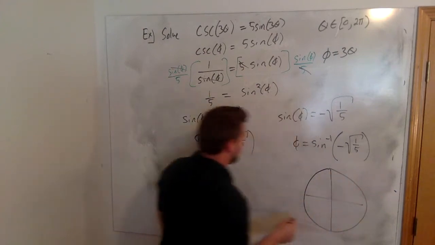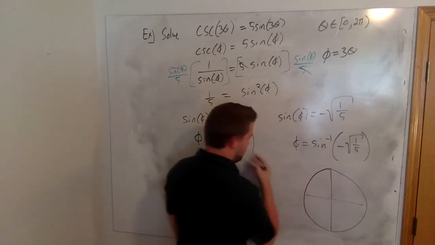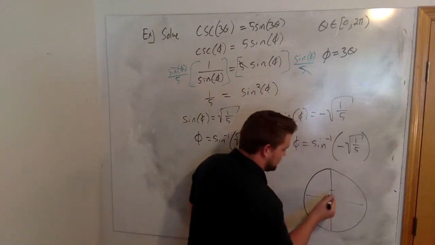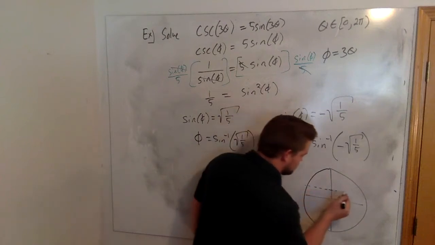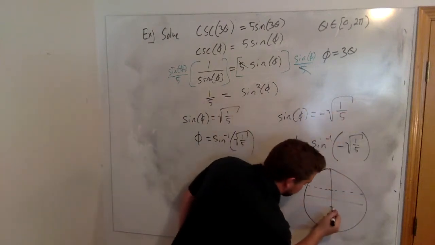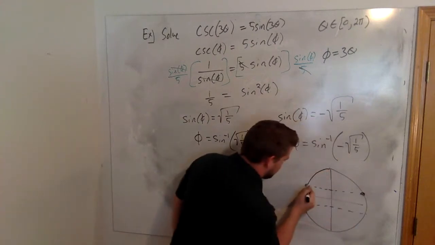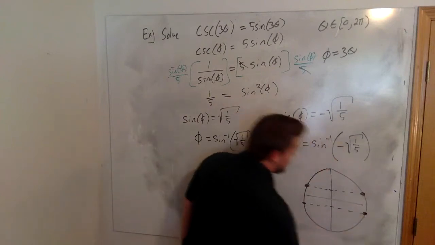Okay. We're trying to look for when the height is the square root of 1/5, so some sort of positive number. So let's say it's right here. And the negative, and the negative root 1/5. So let's say that's right here. So we are looking for these locations.